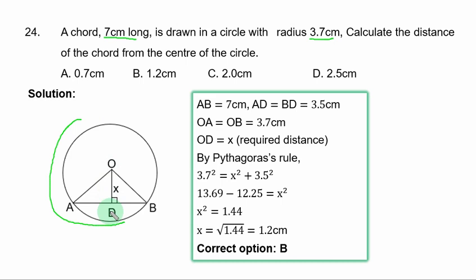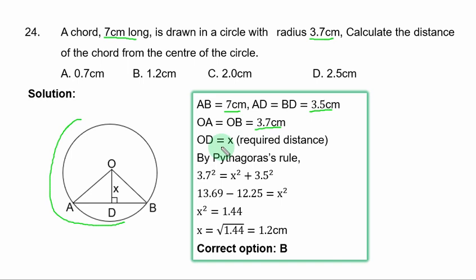From the information, the length of the chord AB is 7 cm. Half of it, that is AD equal to BD, becomes 3.5 cm. You share it into two equal parts. The radius is 3.7 cm. OD equal to S, the required distance.